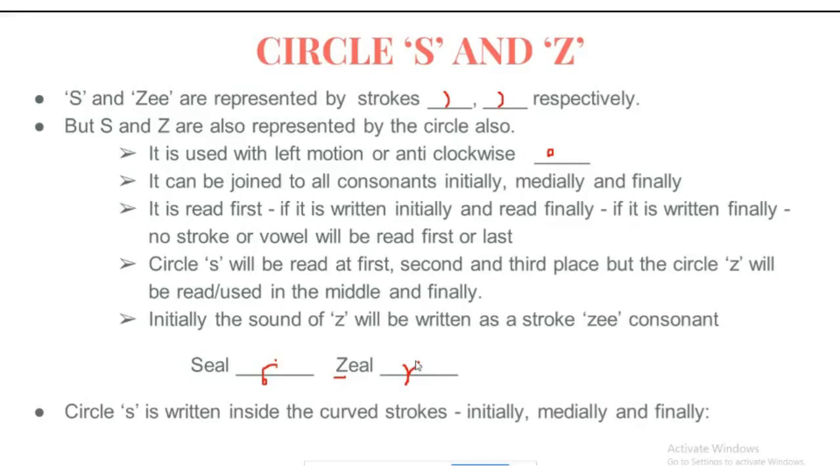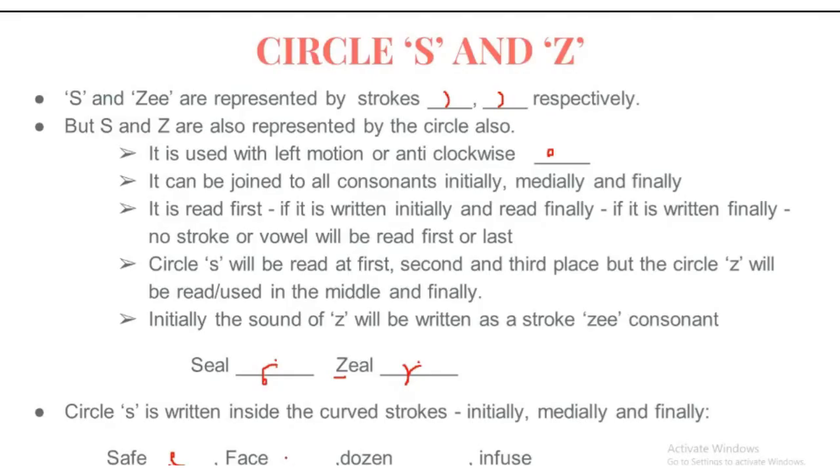Circle S is written inside the curve strokes. Initially, middle and finally. जितने भी curve strokes हैं, it will be written inside the stroke. For example, save. S is being pronounced first, then F, second place vowel. We have to use circle inside the curve stroke, inside the F. S circle and F vowel will be written at the second place.